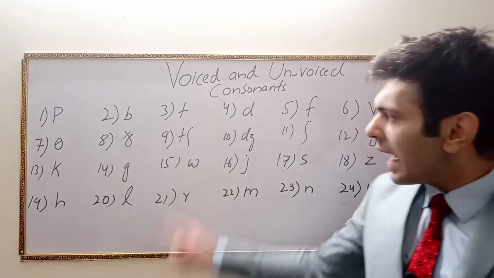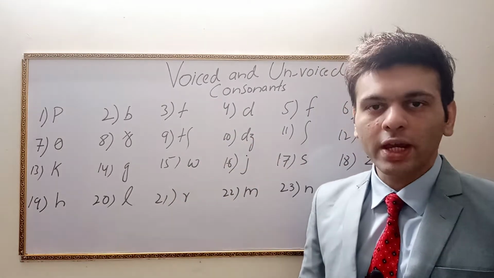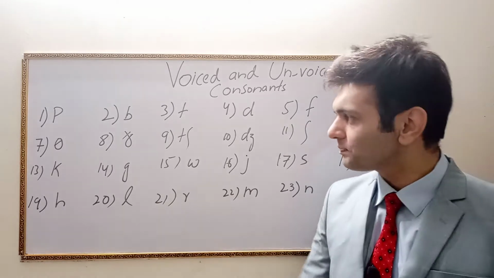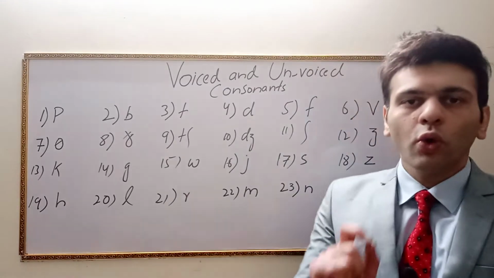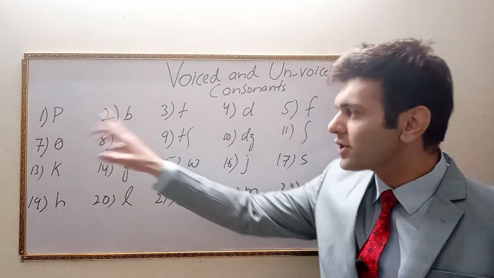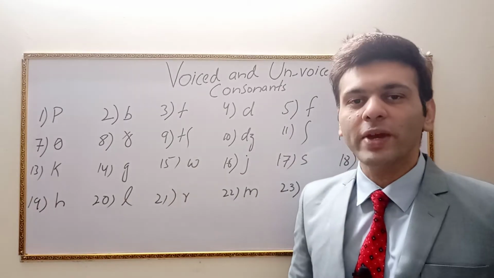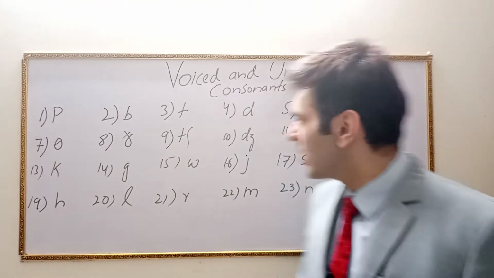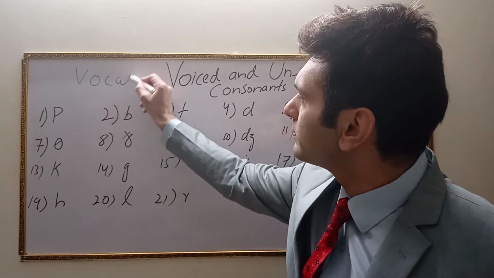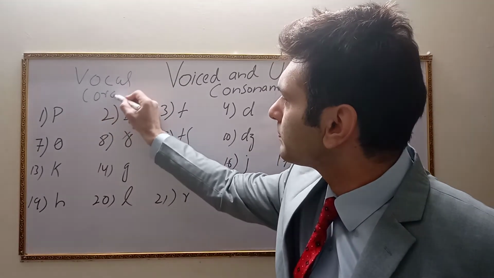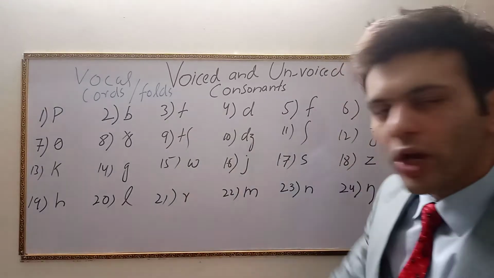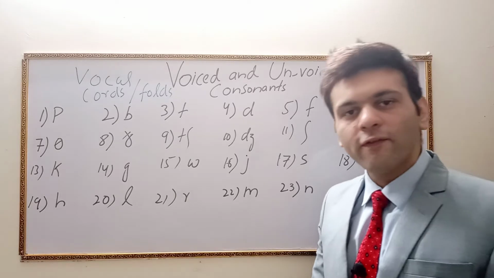But for today, I'm going to explain how we identify and realize the voiced and voiceless distinction. First, how are we going to explain that a particular sound is voiced or unvoiced? That is on the basis of vocal cords. Let me mention that. We also call them vocal folds.